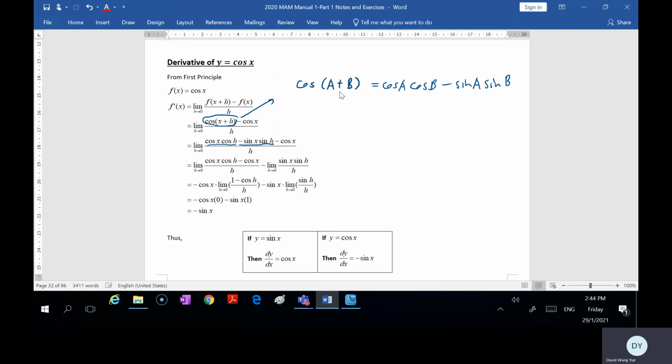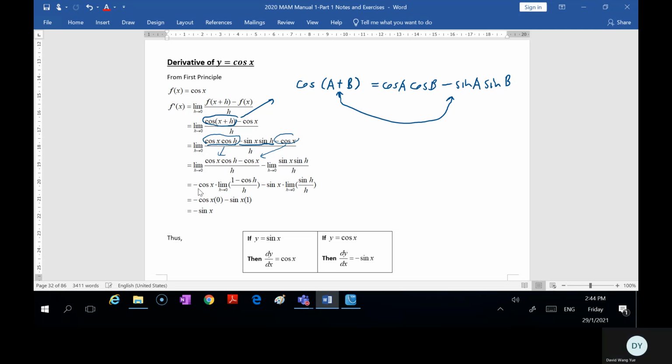Here is a little bit special. In the formula, cosine has a plus, and here it is minus. So cosine x cosine h and minus cosine x come together. Minus sine x sine h, put on the other side, so this negative sign goes here. So cosine x cosine h minus cosine x, we find the limit. Then minus the limit of sine x sine h over h. Cosine x, once again, we take out. Sine x we also take out.